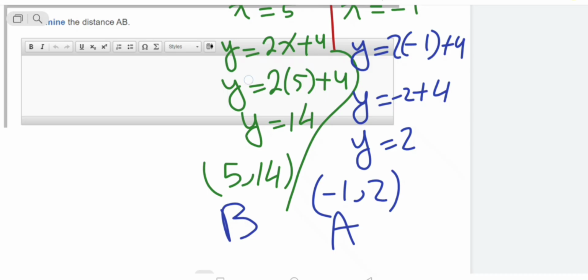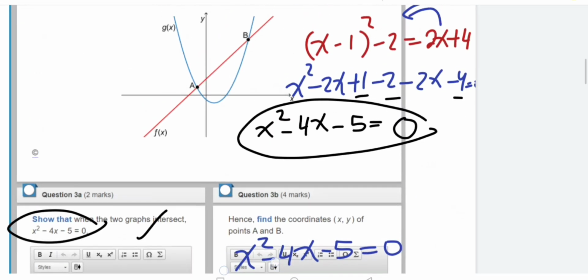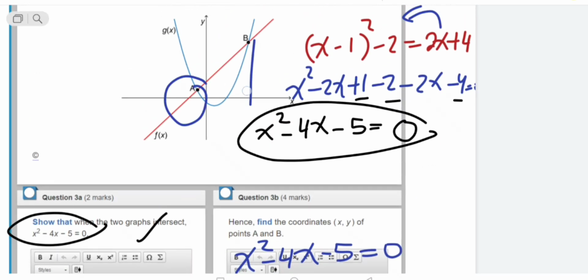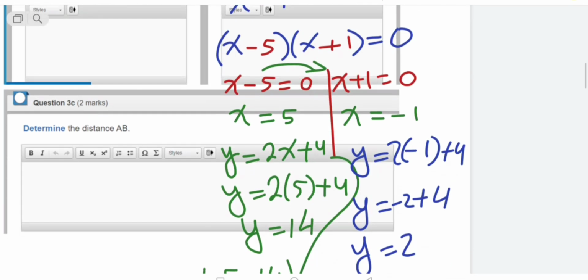How do I know this is A? Because x is negative here, x is positive here. So x positive with B, x negative with A. That's why I wrote it like that. Okay, next thing.